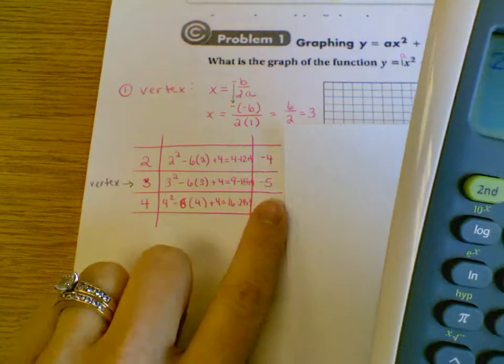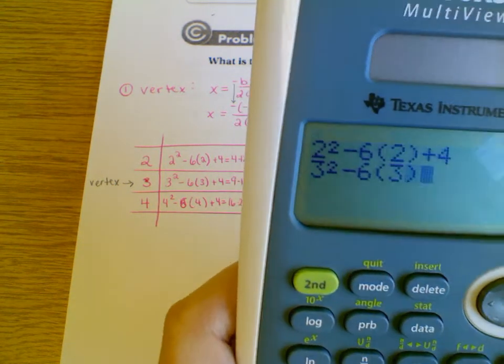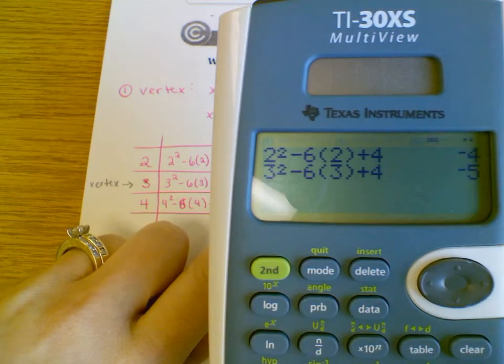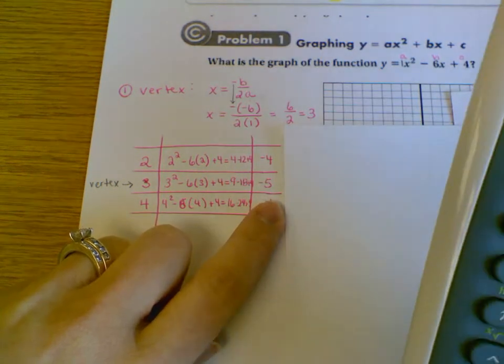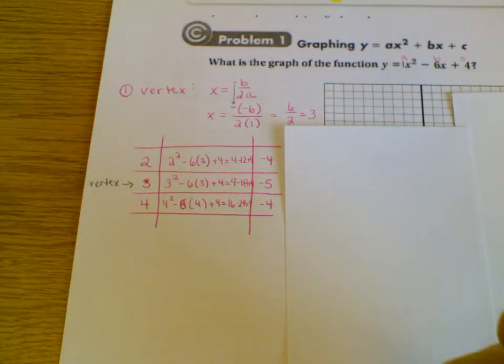So then I end up doing the second one. So then I do 3 squared minus 6 times 3 plus 4 in your calculator. Double check, try it out, make sure you can get the same thing. I'm getting -5. So the biggest thing is just making sure you're typing it in correctly and telling the calculator to do the order of operations correctly.